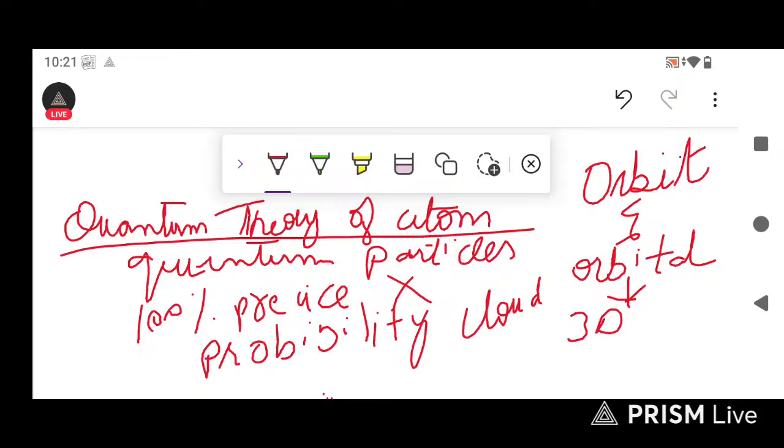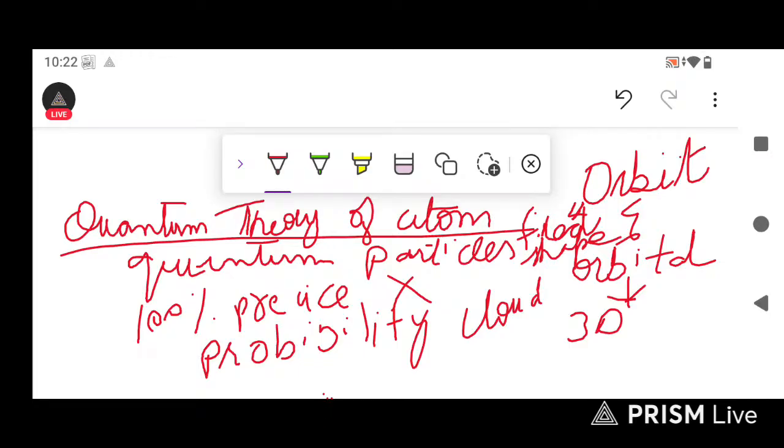These questions are important from the examination point of view. It is a very important question to differentiate between orbit and orbital. So you must know what an orbit is and what an orbital is. Orbit has a fixed shape where the electrons revolve, but an orbital is a 3D space where the probability of finding an electron is maximum.